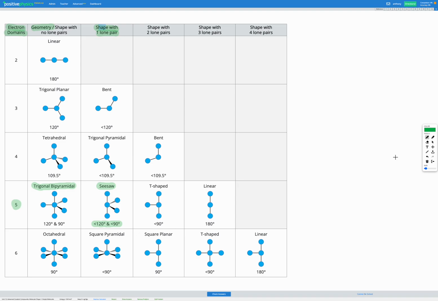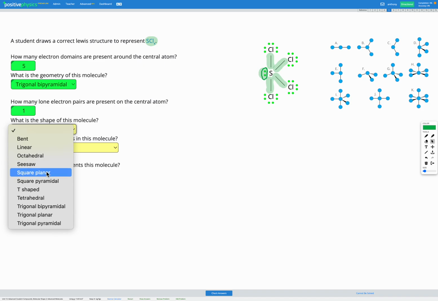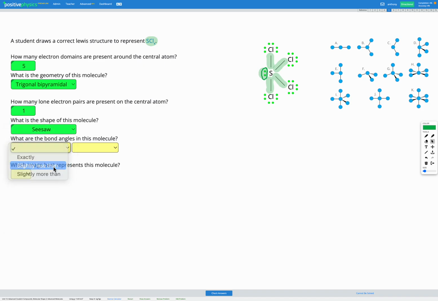And to help you visualize that, if you look at the trigonal bipyramidal shape, and then we remove one of the atoms and replace it with a lone pair, you'll see that's where the seesaw shape comes from. And again, those angles are slightly less than they would be in the trigonal bipyramidal molecule because that lone pair of electrons has extra repulsion and it pushes those other atoms around just a little bit, so the angles between them get squashed. So the shape of the molecule is seesaw, and the bond angles are slightly less than 90 degrees and 120 degrees.